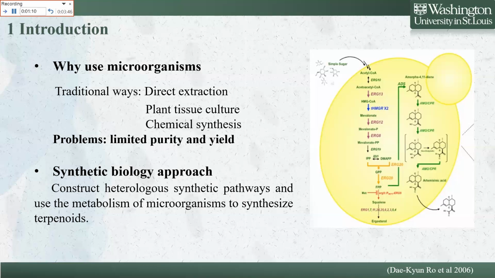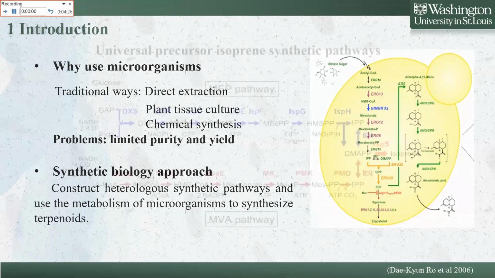Fortunately, in recent years, rapid development of modern biotechnology has provided new ideas for the synthesis of natural products. Synthetic biology and metabolic engineering make it possible for people to construct heterologous synthetic pathways of terpenoid compounds in microorganisms and use the metabolism of microorganisms to synthesize terpenoids. The basic idea of this method is to collect genes from enzymes in different terpenoid synthesis pathways, make a series of modifications and optimizations, and then introduce them into a suitable host to use their metabolism for production.